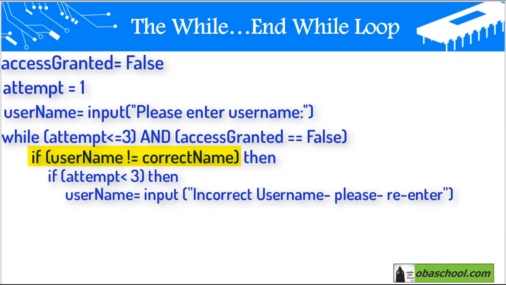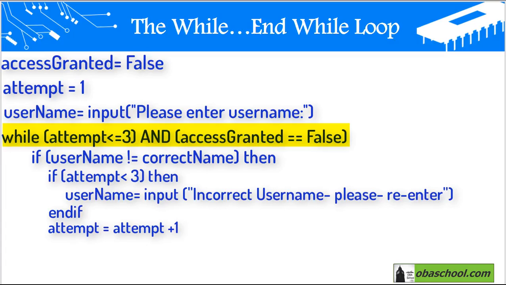In the first if condition, it will work if the username is not equal to correct name, while in the second if condition, if the attempt is less than 3, it will work, while if the attempt is 3 or more, the if condition will not work. Then we will put end if. Then we will add the attempt 1. We will continue to the while loop.